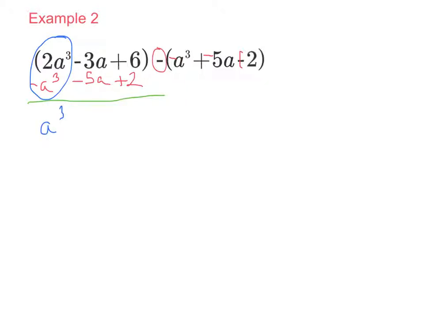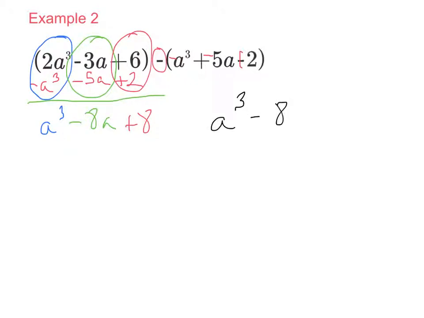Now here we have 5a, negative 3a minus 5a, which is going to be negative 8a. And then our last term here is just 6 plus 2. Again, they're like terms, so that becomes plus 8. So let's just rewrite our final answer here. We have a to the third minus 8a plus 8. And that is our answer.